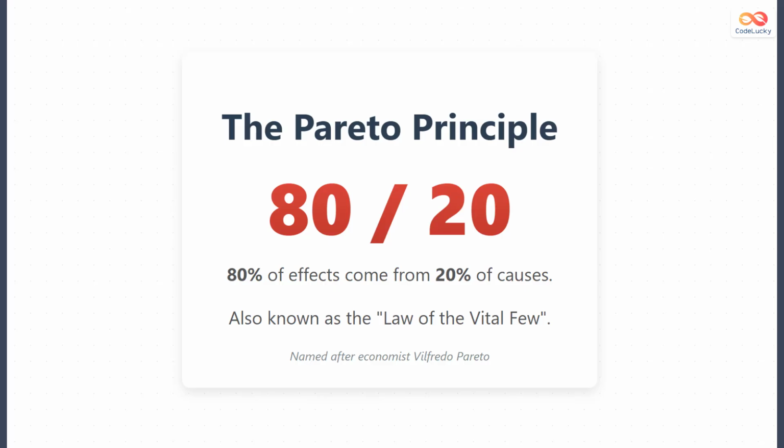This chart is based on the famous Pareto Principle, often called the 80-20 rule. It suggests that roughly 80% of effects come from only 20% of the causes. In other words, a few key issues usually cause the majority of the problems.